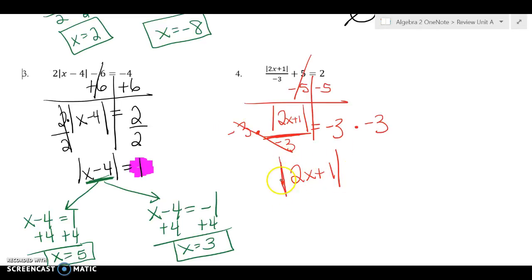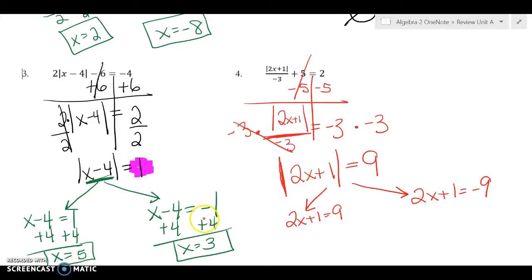Oops, see, that one was too short. It almost looked like a 12. But now I have a positive 9. Since this is positive, I can break it down into 2 answers. A positive 9 answer, and then a negative 9 answer. And now we're just going to solve it.